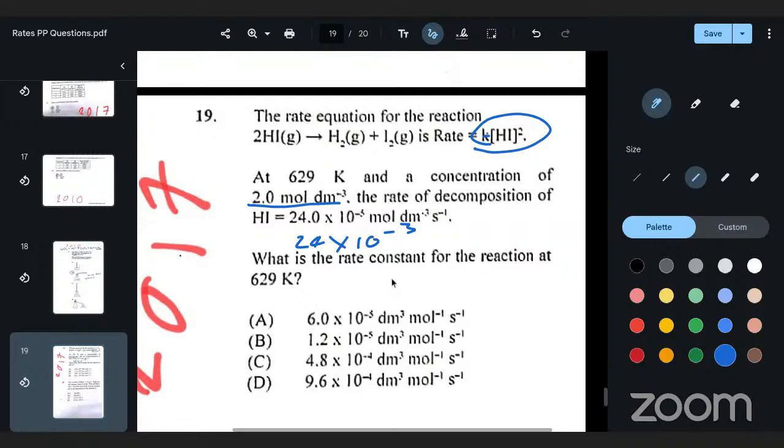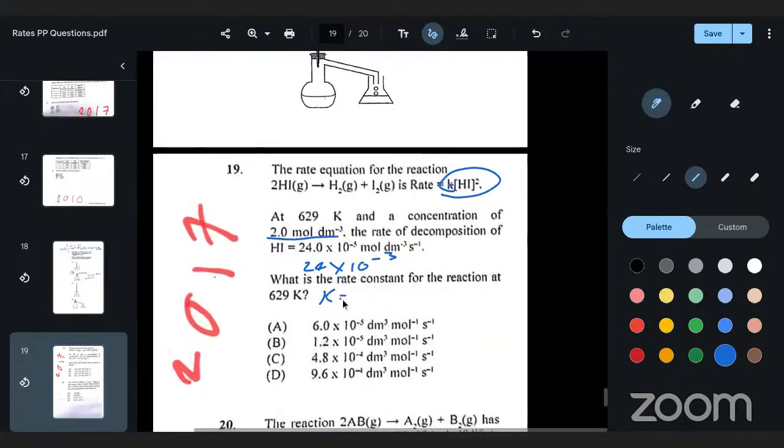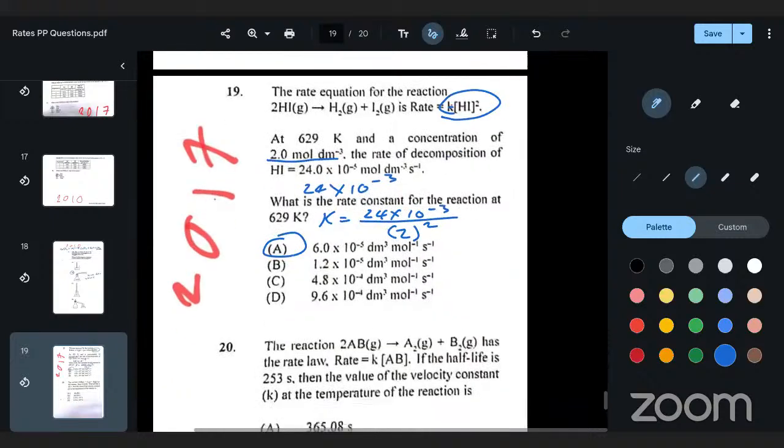All right, so K would be equal to the rate: 24 times 10 to the minus 3 divided by 4. So 2 squared, that's 4. Let me just put 2 squared in brackets. And I got A. Anybody else get A? Yes, sir. All right.